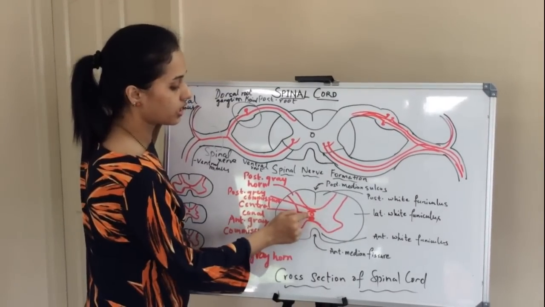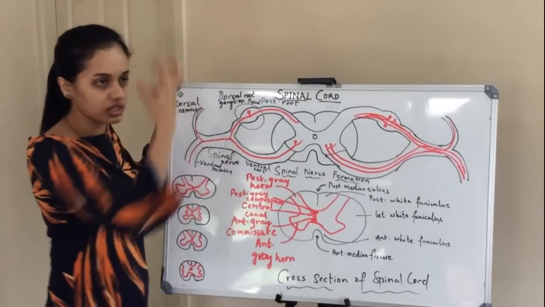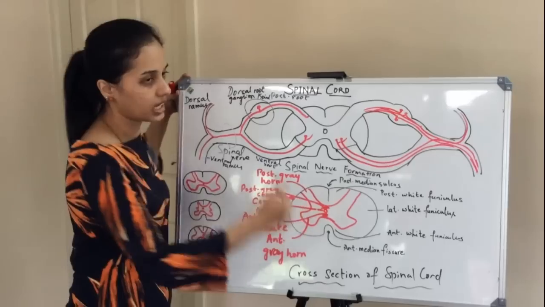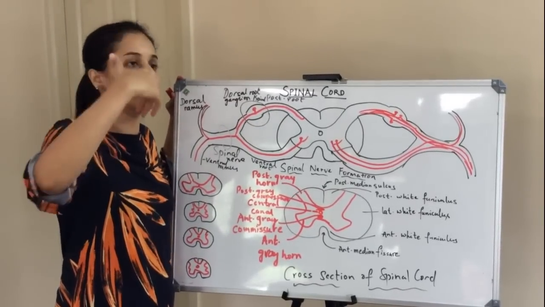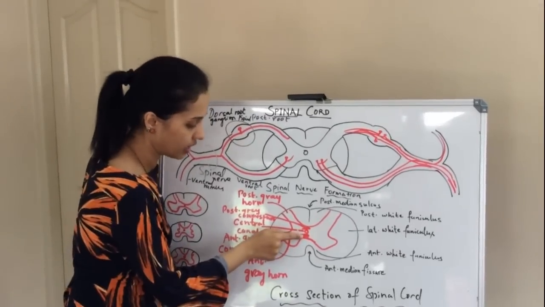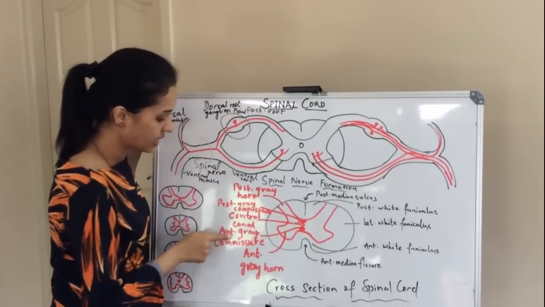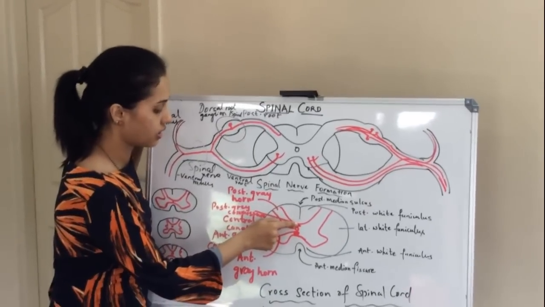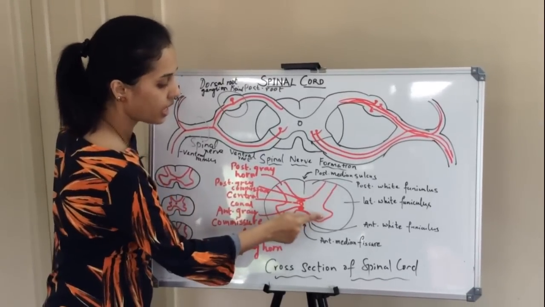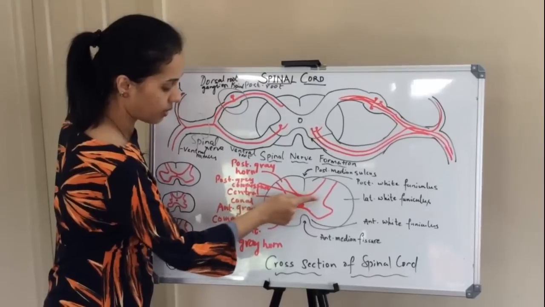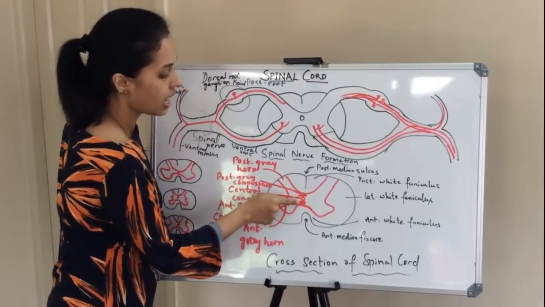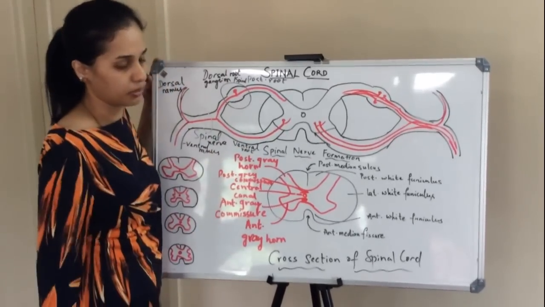In the grey commissure there is a canal called the central canal. Within the central canal there will be flow of cerebrospinal fluid. This central canal is connected to the higher centers, to the brainstem, to the ventricles. This central canal divides the grey commissure into two areas. The one lying anterior is called the anterior grey commissure and the posterior one is called the posterior grey commissure. So: posterior grey horn, anterior grey horn, and this is the grey commissure. Within that is the central canal, which subdivides the commissure into the anterior grey commissure and the posterior grey commissure.